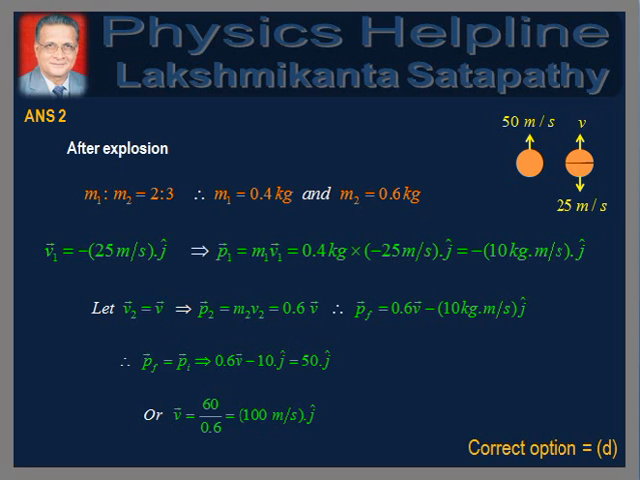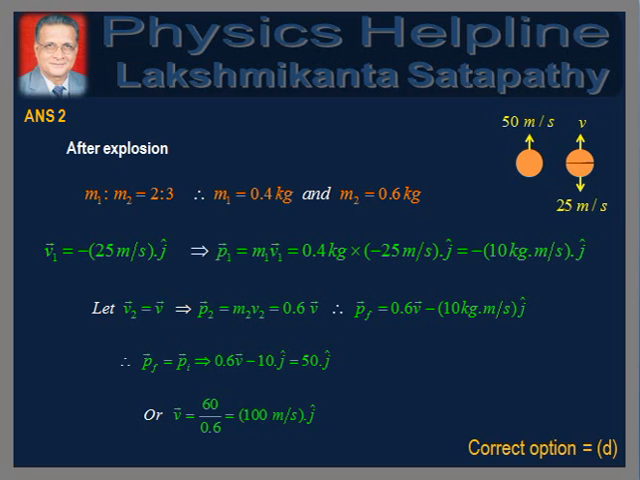Let the final velocity of the larger part be v. Therefore, total momentum just after explosion is equal to minus 0.4 into 25 plus 0.6 into v, which is equal to 0.6 v minus 10 kg meter per second into j cap.